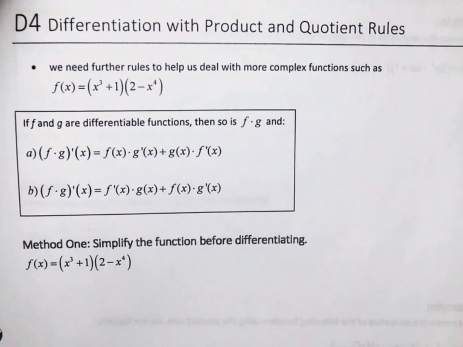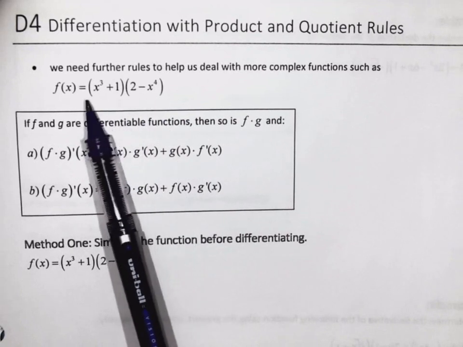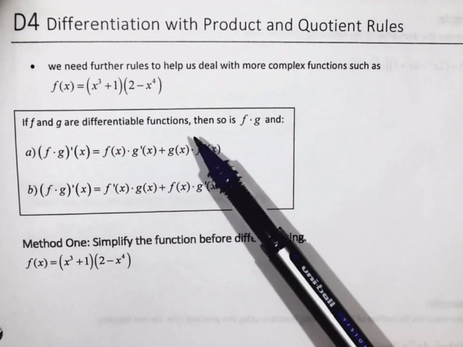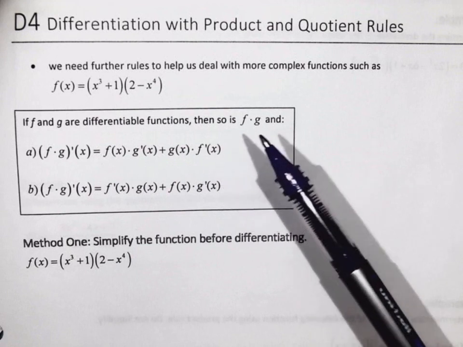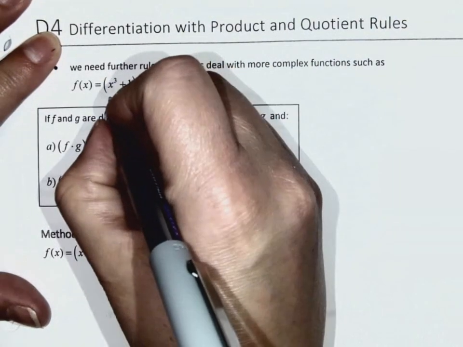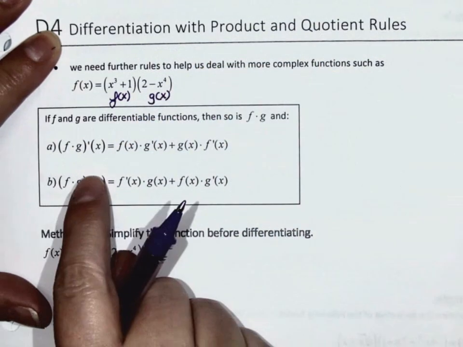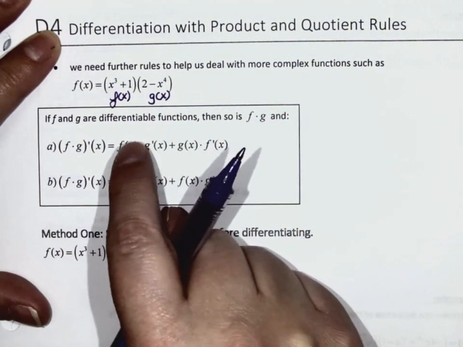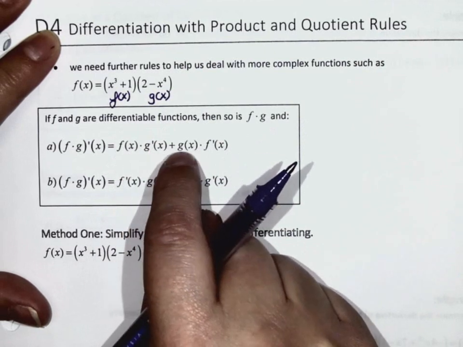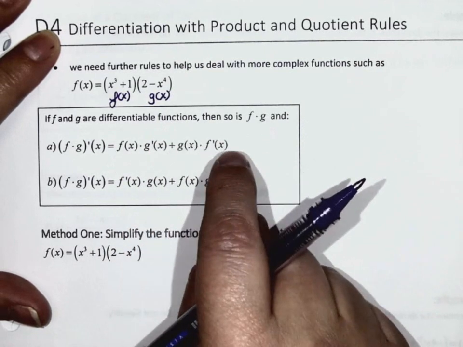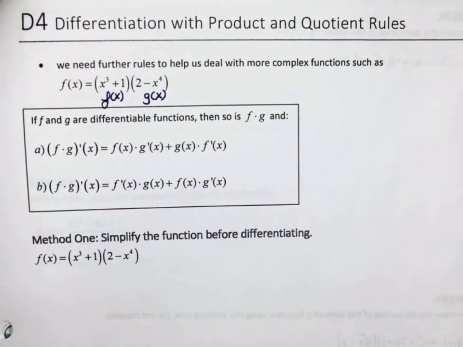We're going to use the basic laws, and we're going to do more stuff with them as well. So here's the thing, if you have two separate functions multiplied together, you can follow this rule. Let's say this one's f of x, and this one is g of x. We would find the derivative of g of x, multiply it by f of x, and then add the original g of x multiplied by the derivative of f of x.